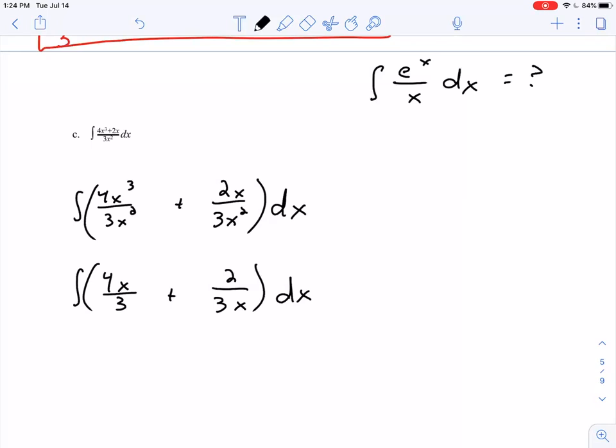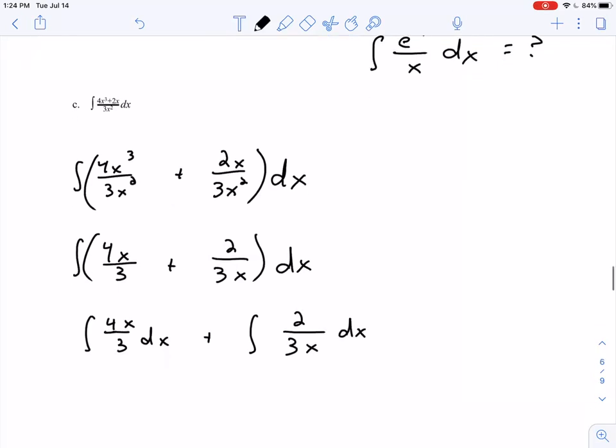Now, okay, this is perhaps a little bit more complicated. Now we have an x in the numerator, an x in the denominator. I want to make sure that I'm not making any silly mistakes. So I'm going to, first of all, split this up into two separate integrals. The integral of 4x over 3 dx plus the integral of 2 over 3x dx. And then I say I want to simplify this even further, so let's take care of those constant multiples. I'm going to factor out the 4/3, I'm going to factor out the 2/3. So 4/3 times the integral x dx plus 2/3 times the integral of 1 over x dx.